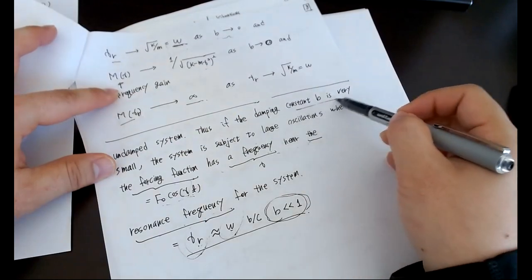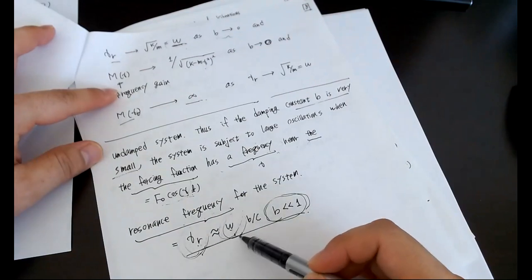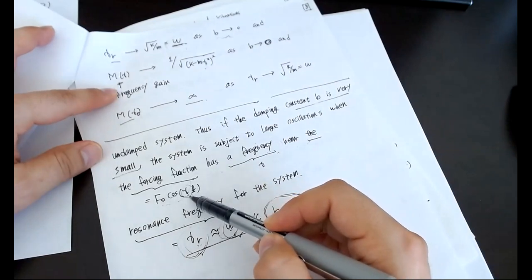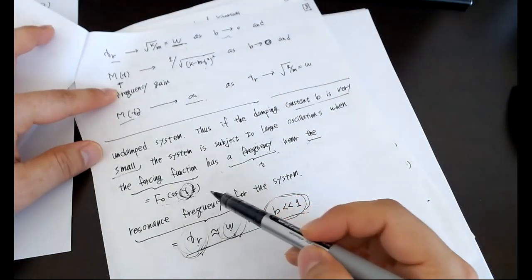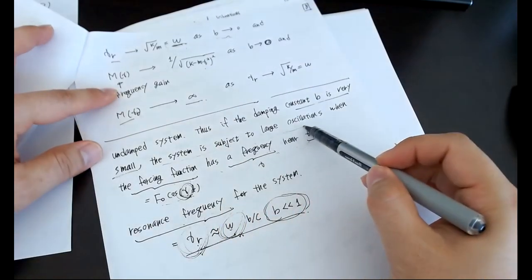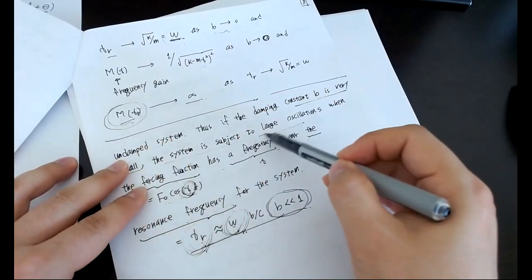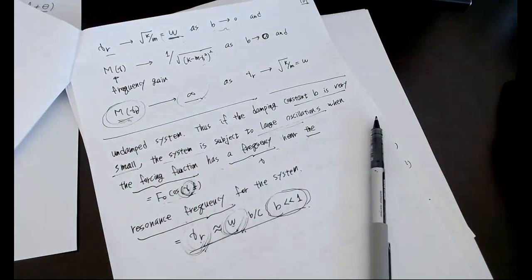So if the constant b is really small, then the resonance frequency approaches the natural frequency of the undamped system. And then this gamma, which is the frequency of the forcing function, is near gamma r, which means the frequency of the forcing function is near the natural frequency. Then the system will have large oscillation. Why? Because the frequency gain approaches infinity.